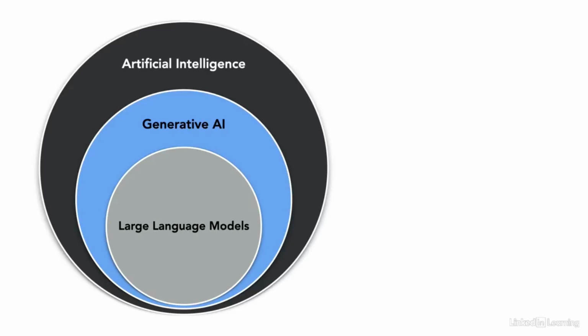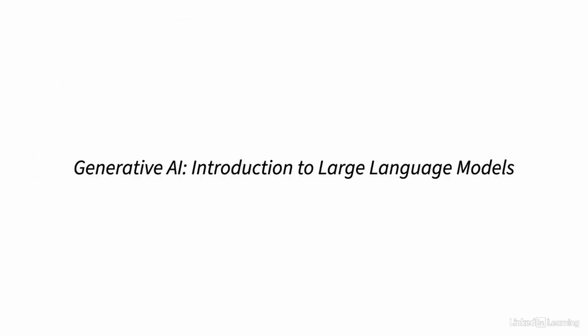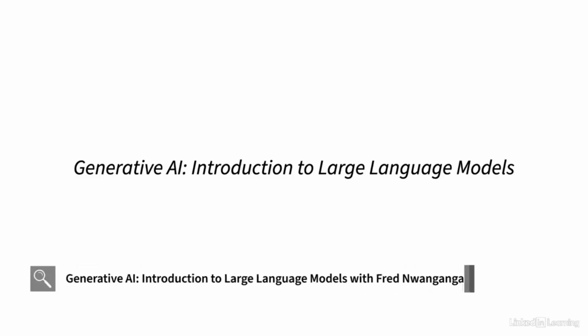LLMs are generative AI models that are really good at understanding and generating human-like text based on the input or prompts they receive. For a detailed explanation of generative AI and large language models, check out my LinkedIn Learning course titled Generative AI: Introduction to Large Language Models.